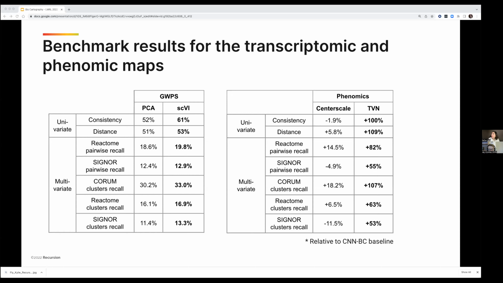On the right, again, we see the results from Recursion phenomic data. We report recall results relative to a baseline convolutional neural network trained to be partially resilient to batch effects. We see in this table on the right that an alignment step by TVN or center-scale leads to a considerable increase in a majority of the metrics compared to our baseline, and TVN has a clear advantage over center-scale.